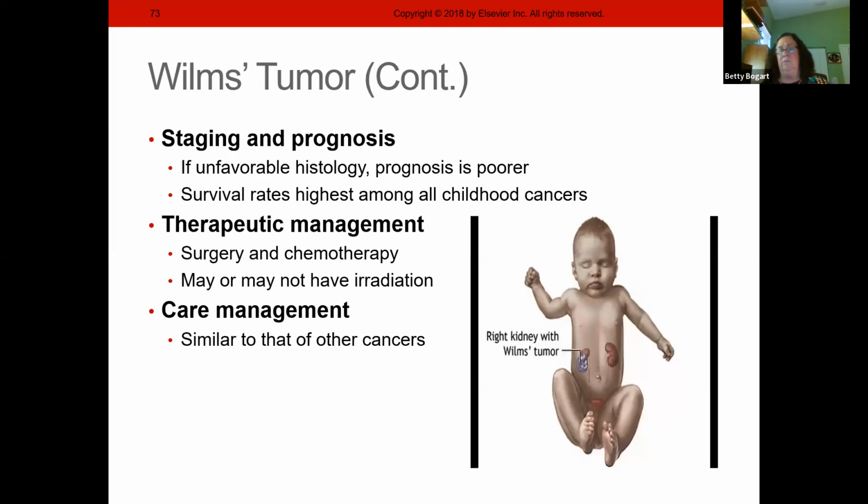And what did they do? Well, of course, the child was admitted. We put him into surgery, chemotherapy, surgery, and these children do very well.